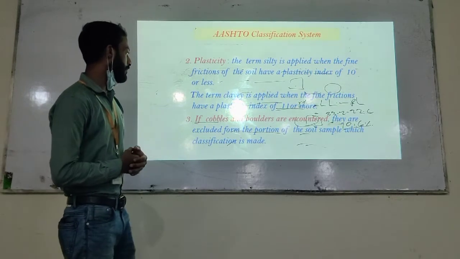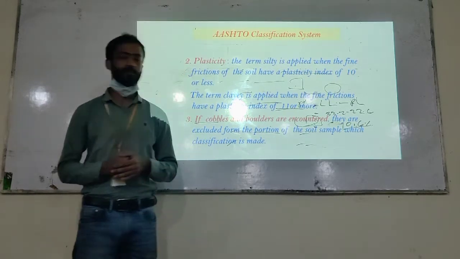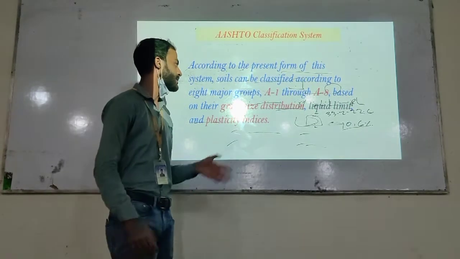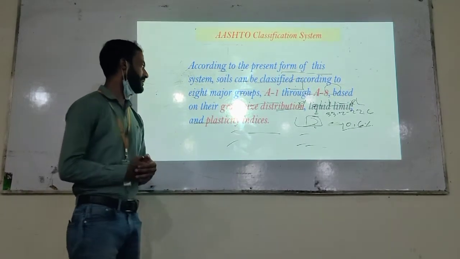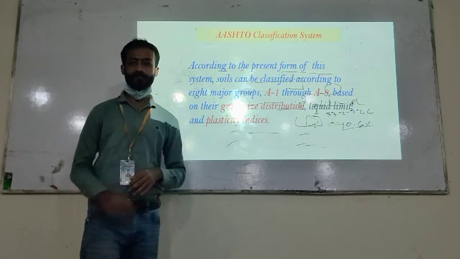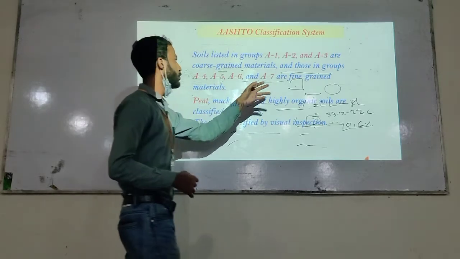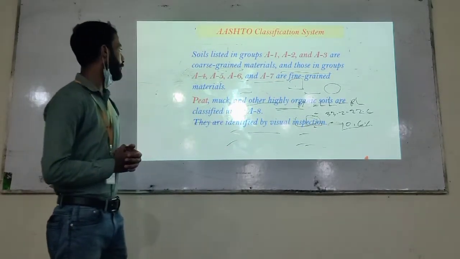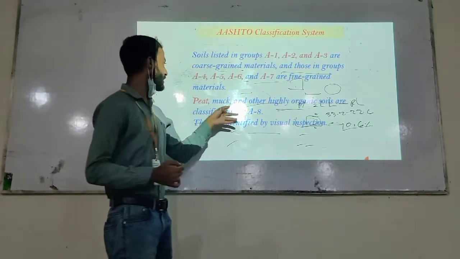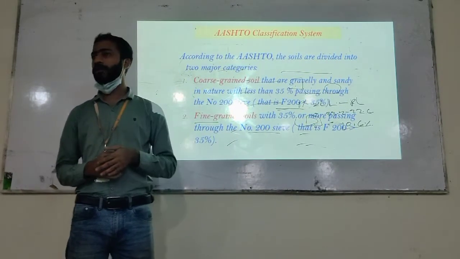Now we will see about cobbles and boulders. Basically, they are excluded from the portion of the soils. According to this system, soils can be classified into 8 major groups, A1 through A8, based on their grain-size distribution, liquid limit, and plasticity index. Now we will see how this classification works. A1, A2, and A3 are coarse grained, A4, A5, A6, and A7 are fine grained, and the last one, A8, is peat, which is highly organic soil. So this is my presentation.